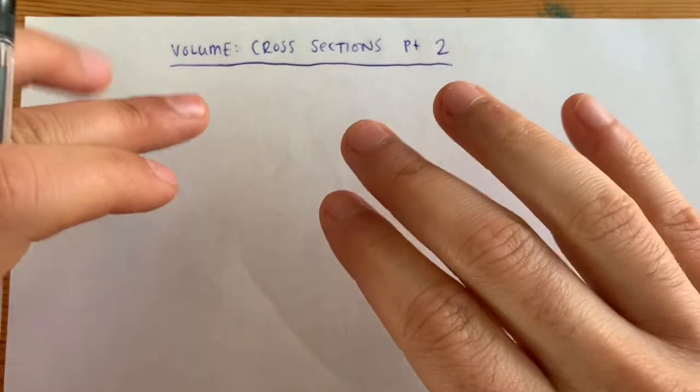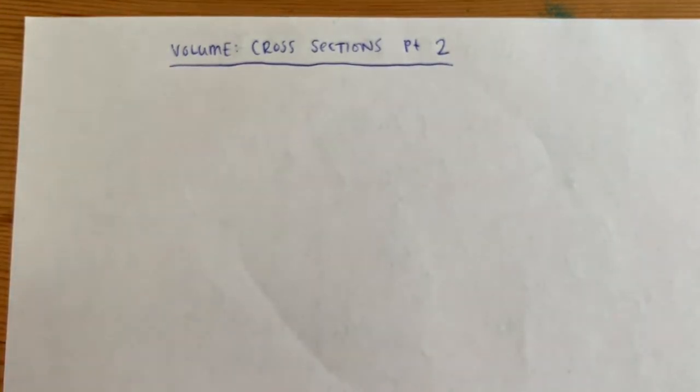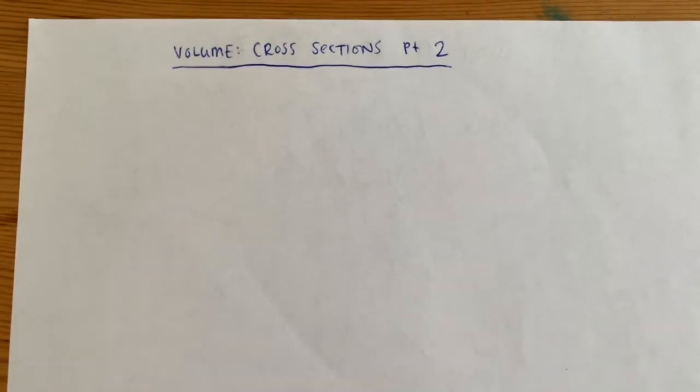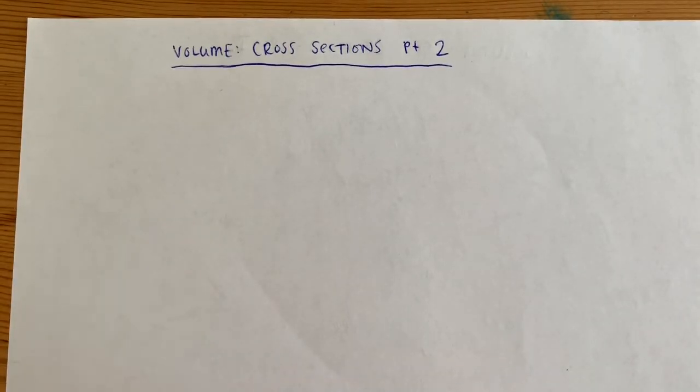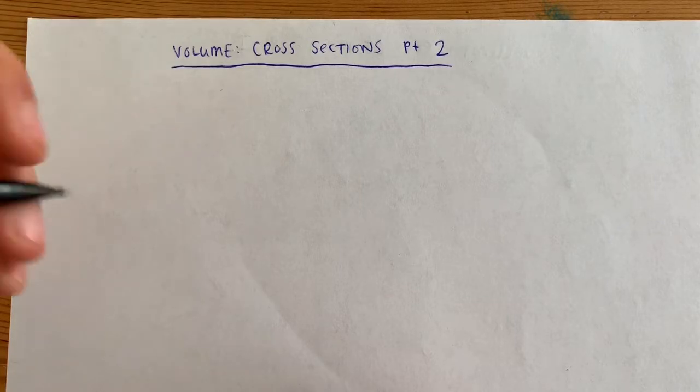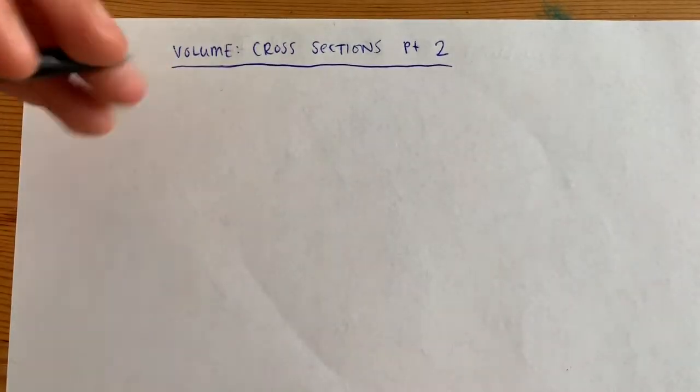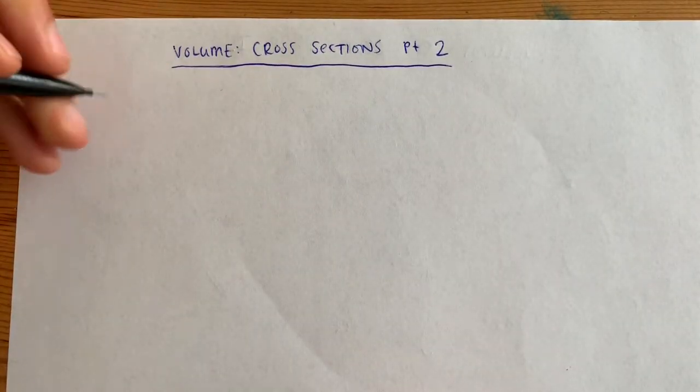All right, we're gonna do a second section on volumes of cross sections. So we're basically just expanding the shapes a little bit. We're gonna be working with some triangles. It'll be good practice to try cross sections for another day.